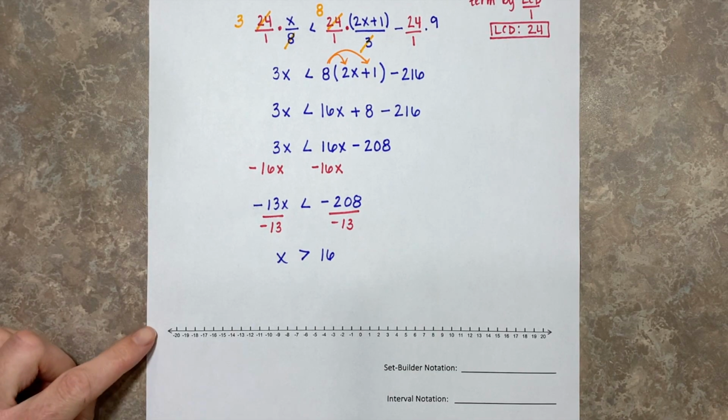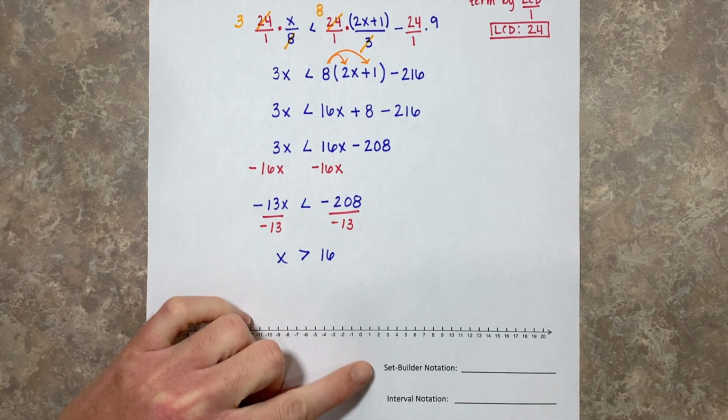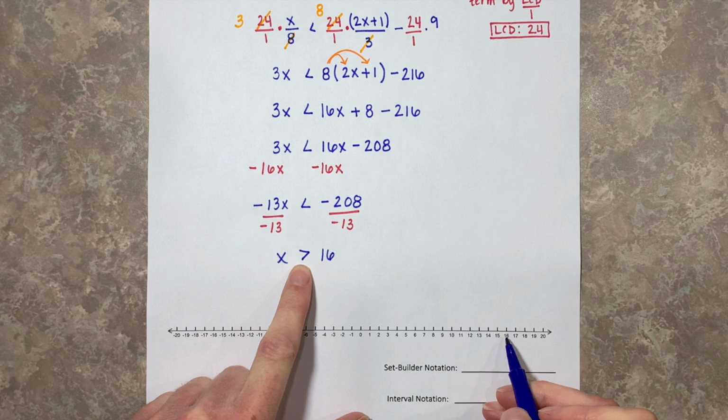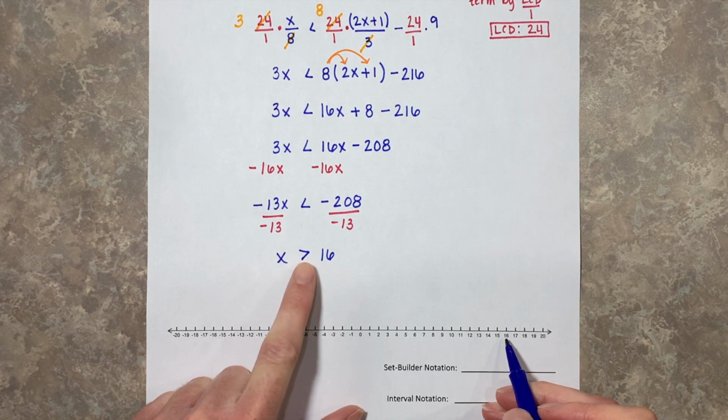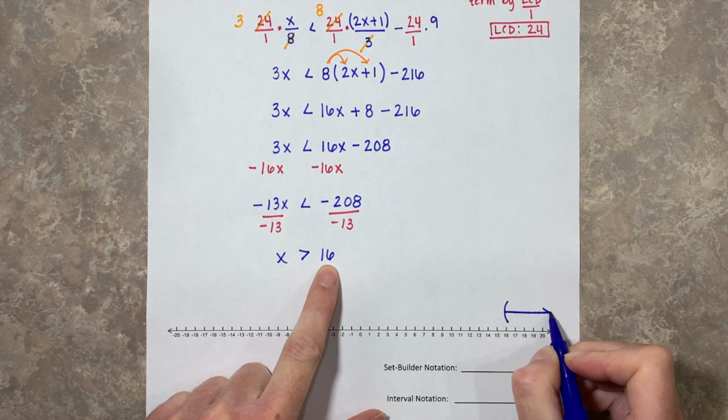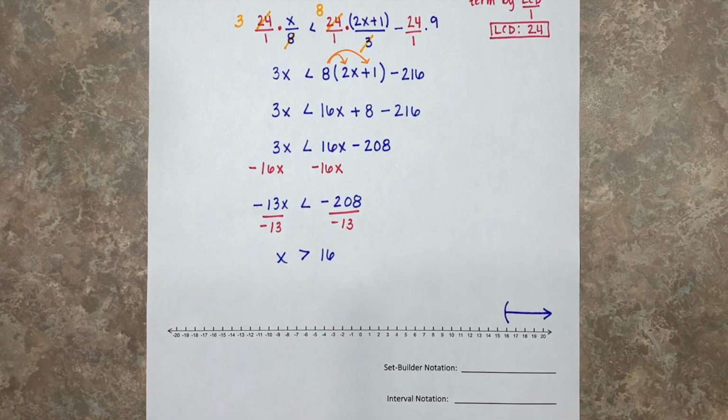Now we want to graph it on the number line and write our answer in these two forms. Let's start by finding 16 on the number line. Then we have to decide if we use parentheses or brackets. If we see a greater than or a less than symbol, we use parentheses. And let's see, x is supposed to be greater than 16, so we'll draw a parenthesis and we'll draw our arrow going to the right to show numbers greater than 16.